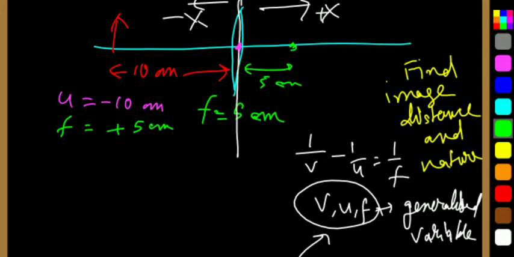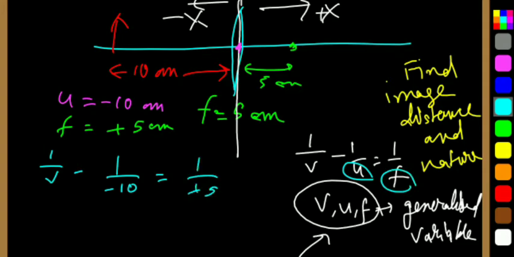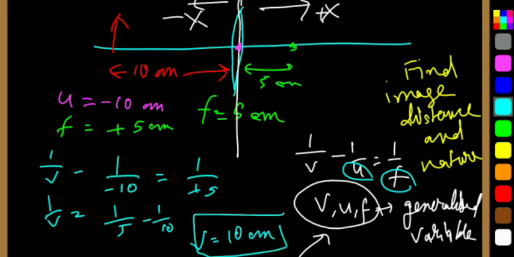Now let me find the image. Let's put the values. 1 by v minus 1 by u, and u is minus 10, is equal to 1 by f, and f is plus 5. So 1 by v will be equal to 1 by 5 minus 1 by 10. So I will get v as 10 centimeter. So I will get an image at a distance of 10 centimeter from the optical center, or the origin.